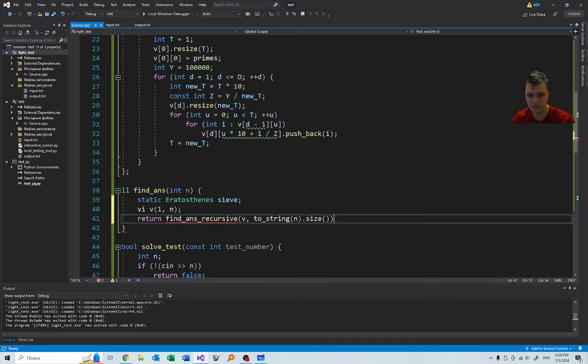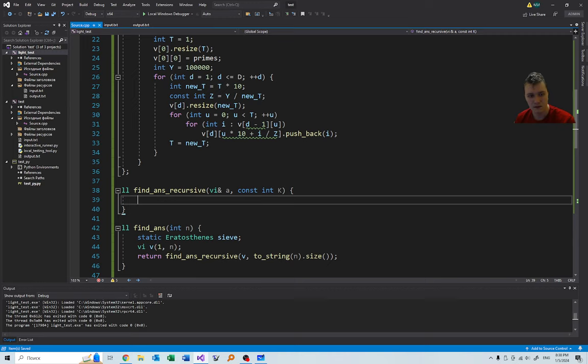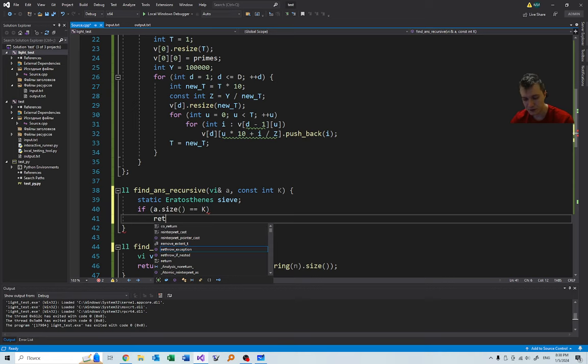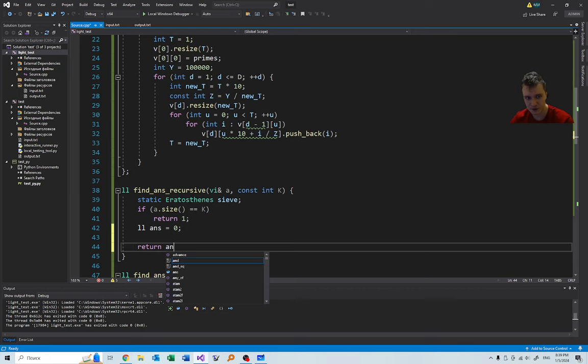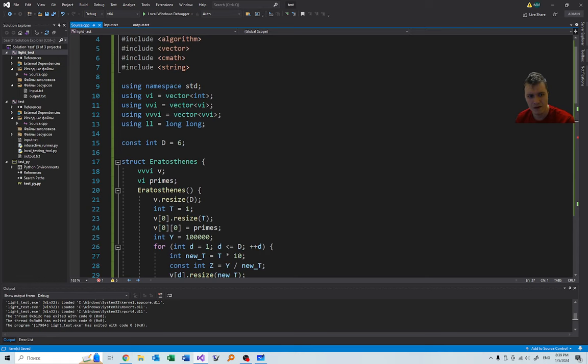Nice. Right, so if a dot size equals k, we return 1. So this is easy. Otherwise, we need to return ans in the end. To do that, we know the first a dot size primes, and we need to iterate over the next one. To do it, let's construct the number. Okay, we need some sort of powers of 10.